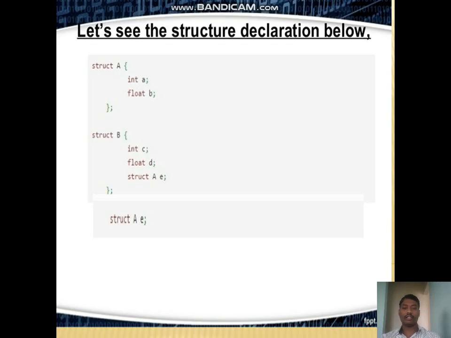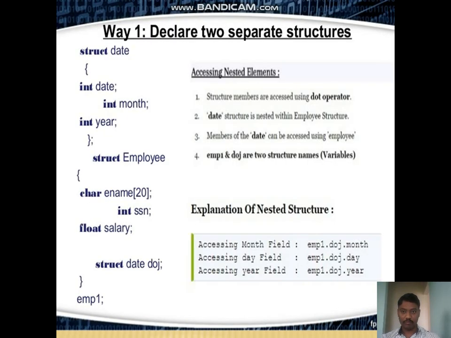Let's see the structure declaration below. Struct A { int a; float b; }. Struct B { int c; float d; struct A e; }. Way 1: declare two separate structures. Struct date { int date; int month; int year; }. Struct employee { char ename[20], meaning employee name; int ssn; float salary; struct date doj; } emp1.